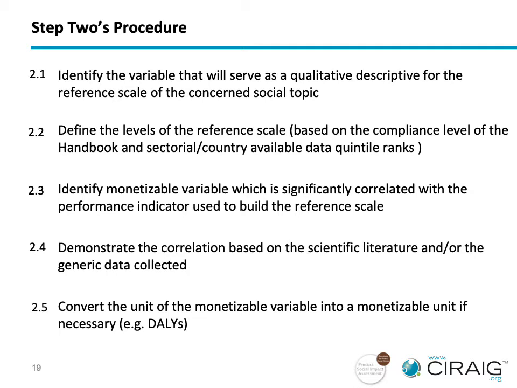Fifth substep is optional and depends on the data you used previously. You might need to convert the unit of the monetizable variable into a monetizable unit if necessary, for example, DALYs. Example: if you have an amount of occupational non-fatal accidents for a specific country, you will need to find the amount of DALYs associated to this country's occupational non-fatal accidents.